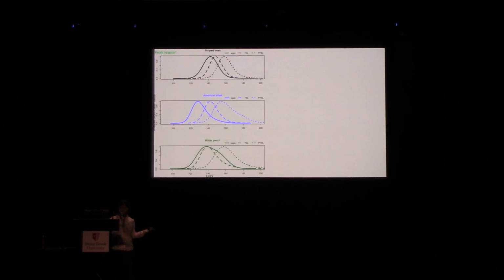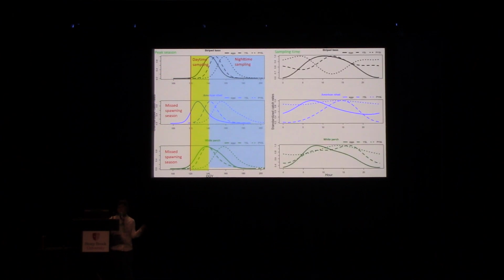So we saw the peak season effect. Assuming the survey started at the beginning of the striped bass spawning season, the survey could miss part of the spawning season for American shad and white perch. After 3 weeks of daytime sampling, the survey switched to nighttime sampling. So the daytime and nighttime catch rates on each life stage matter.